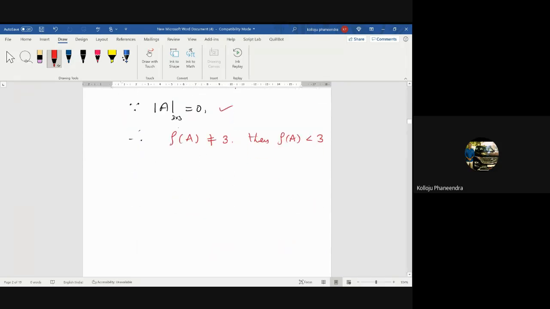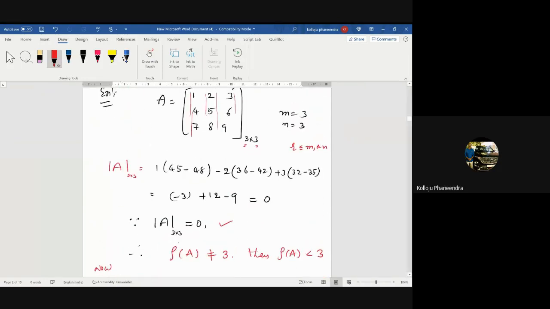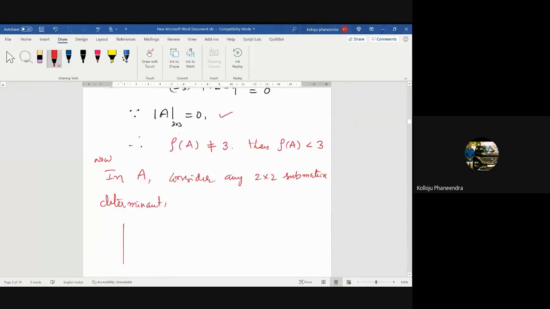For example, in A, consider any 2 by 2 submatrix; its determinant is nothing but a minor determinant. If I select the first 2 by 2, that is 1, 2, 4, 5, what is its determinant? 5 minus 8, that is negative 3, not equal to 0.